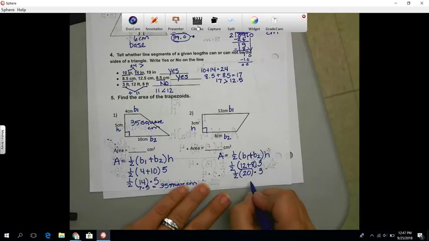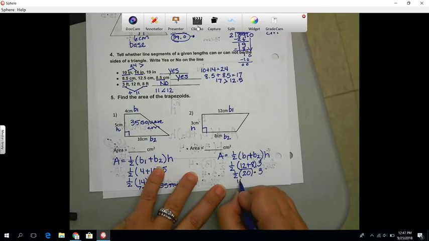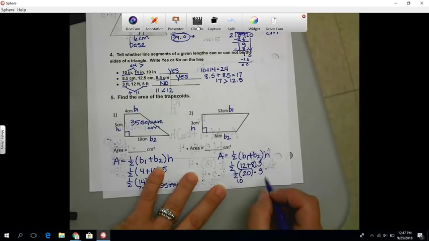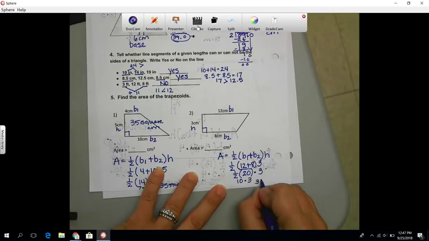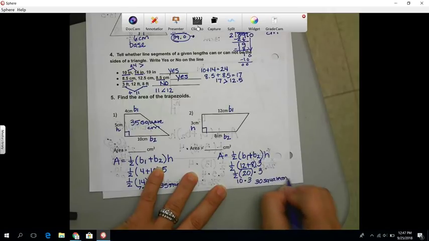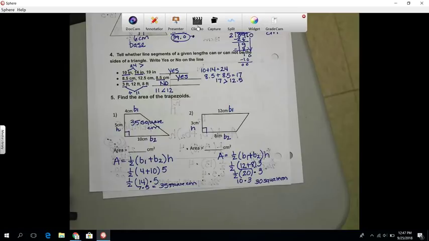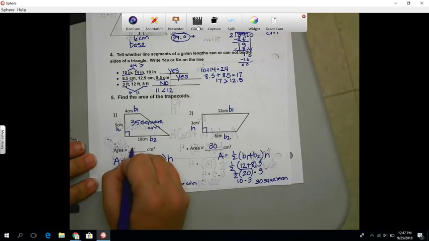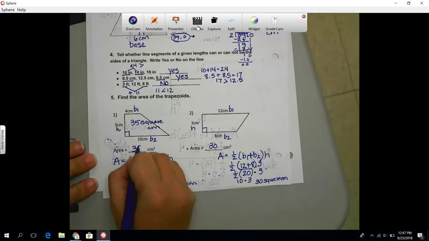Well, I know that half of 20 is 10. If I did not know that, I could divide 20 divided by 2, and that would give me 10. So now we have 10 times 3, which is 30 square centimeters, because we're still talking about area. So right here I forgot to put my 30, and on this one I forgot to write in my 35.